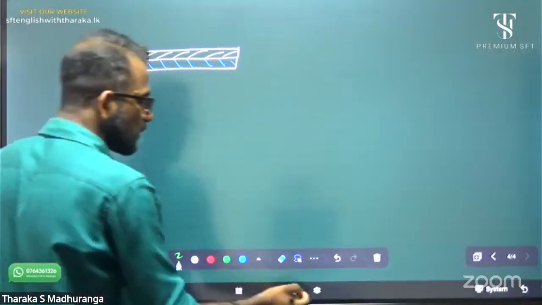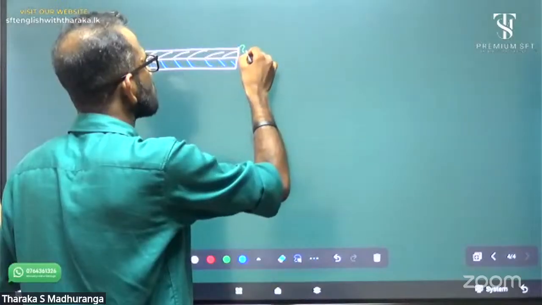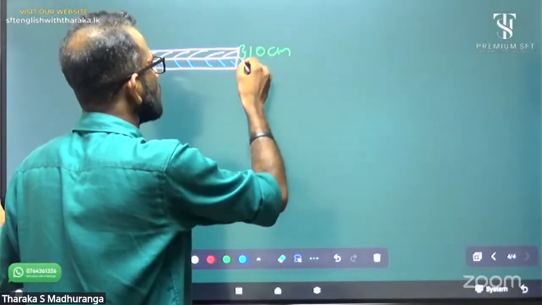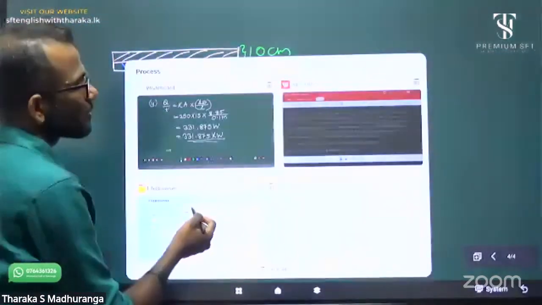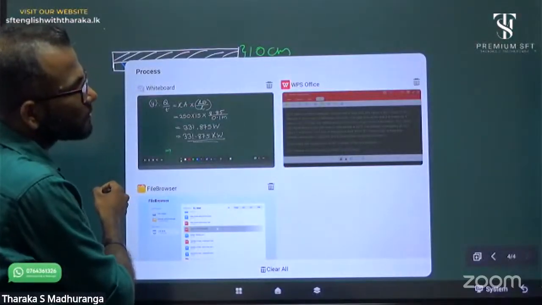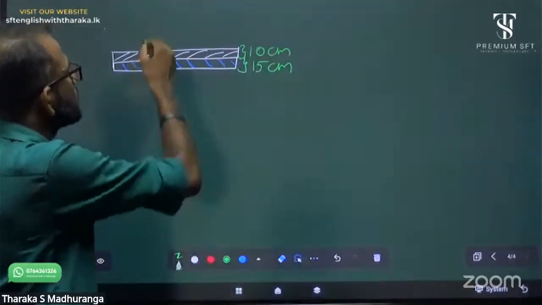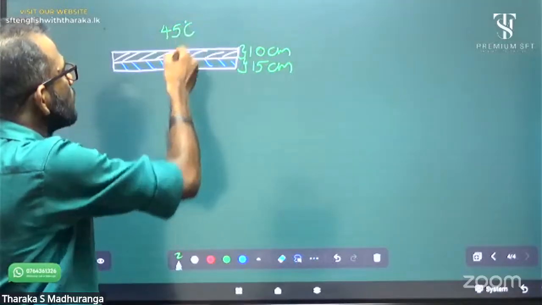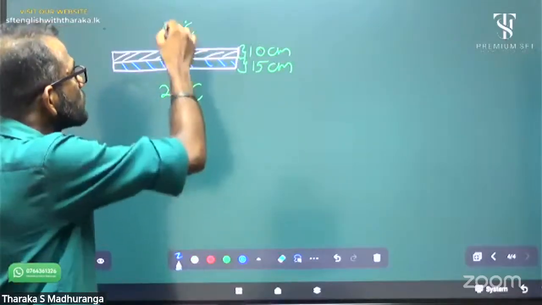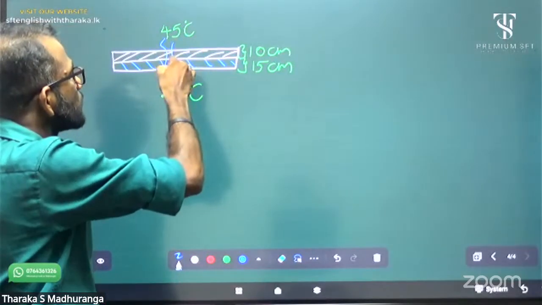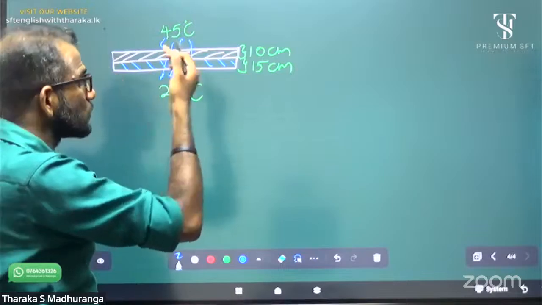Now the thicknesses are given: 10 centimeter tile layer and 15 centimeter fiberglass layer. And the outside temperature is 45 and the inside temperature is 22, 45 Celsius and 22 Celsius. You know, heat energy always transfers from outside to inside. This is how the heat energy flows, always from high temperature to low temperature.